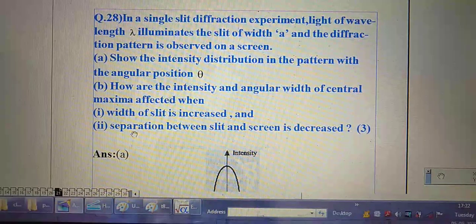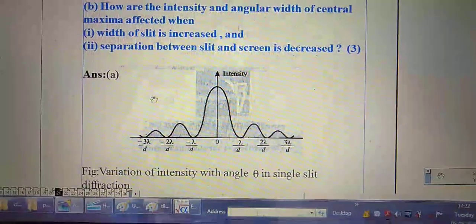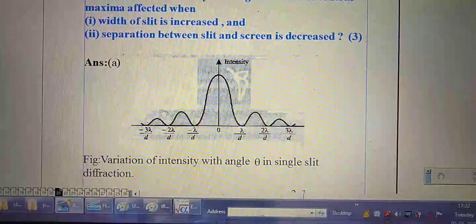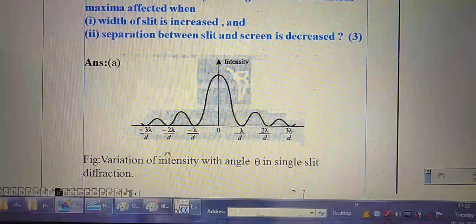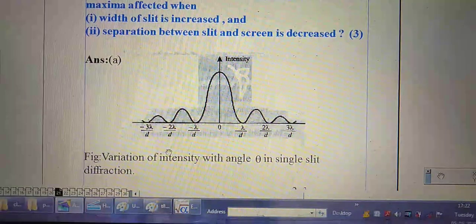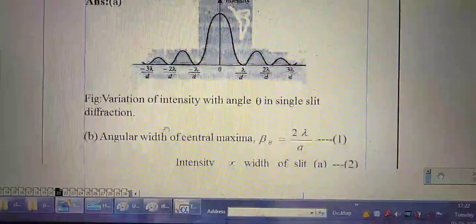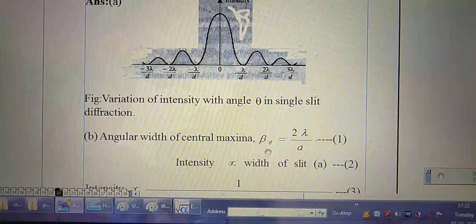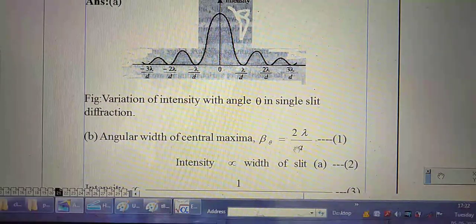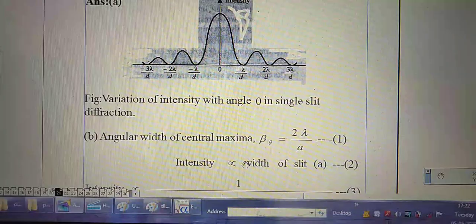So it's a 3-mark question. As per the first part, this is the intensity graph with respect to angle, in case of a single slit. Second part: we know that the angular width of the central maxima is 2 lambda by a, where a is the width of the slit and lambda is the wavelength.